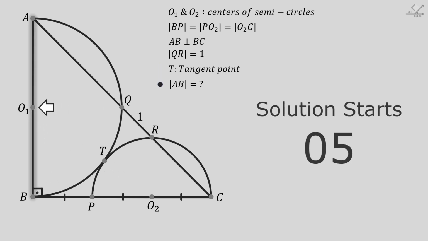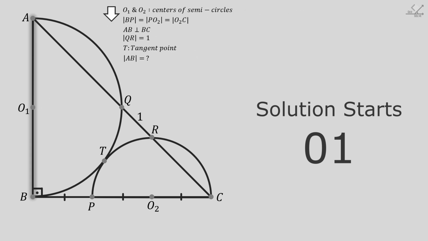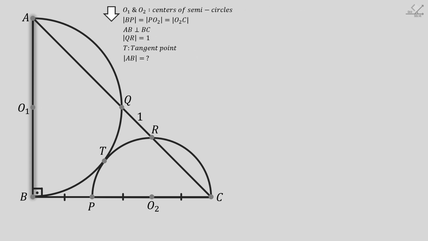And we need to find the length of the line segment AB, which is the diameter of the larger semicircle. Let's start with naming the radius of the small semicircle as small r. Then these line segments will also be r units, and call the radius of the large semicircle as big R. So this part will also be r units.